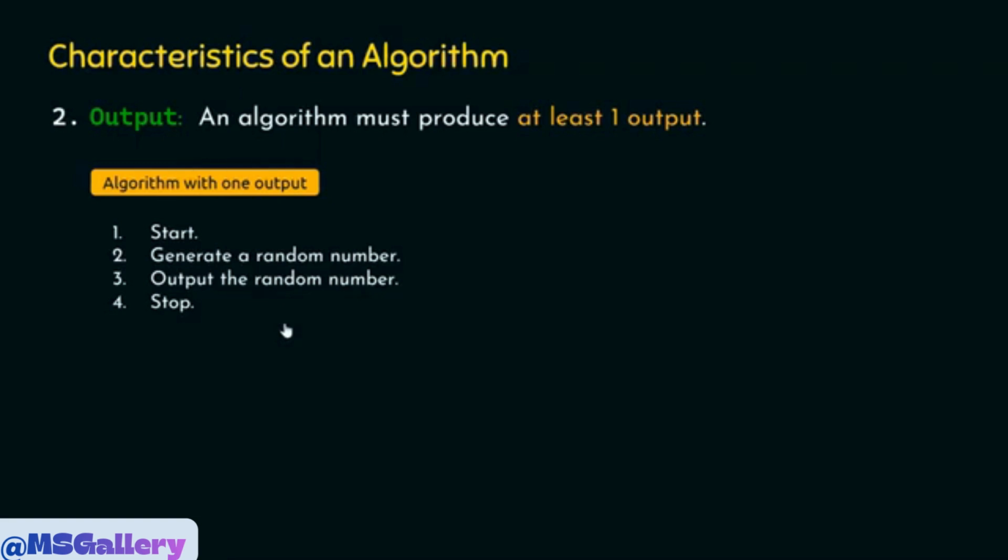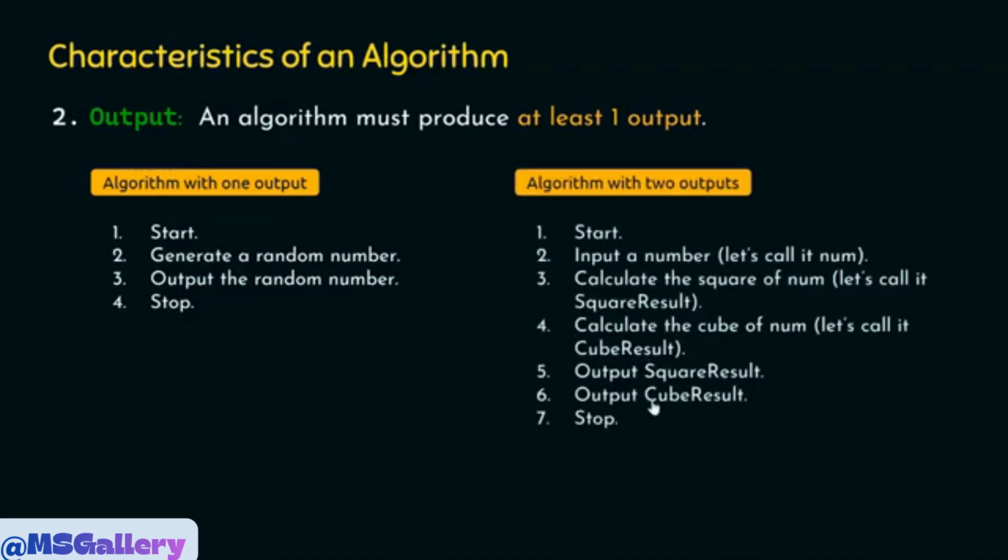Now let's see the example algorithm with more than one output, precisely 2 outputs. Here is the example algorithm. In this algorithm, we are trying to generate the result of square and cube of a number. We'll receive a number from the user. This means that we just have one input. In step number 2, we are asking the user to input a number and we are calling it num.